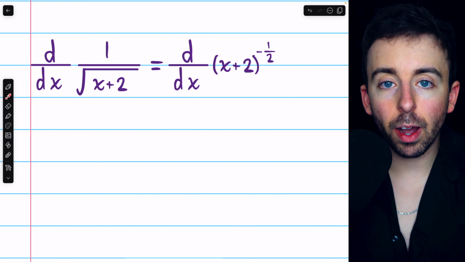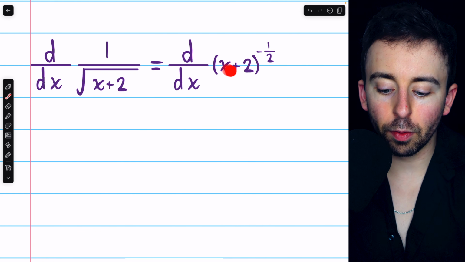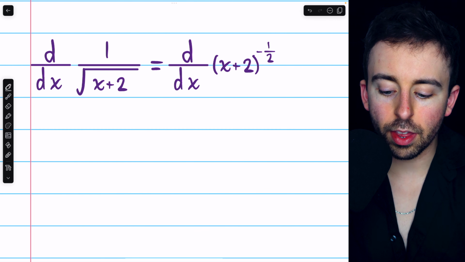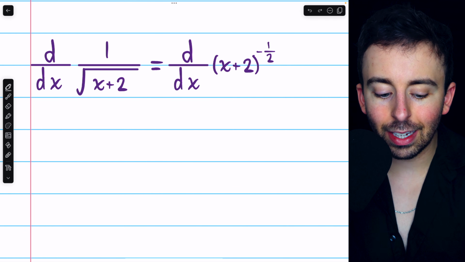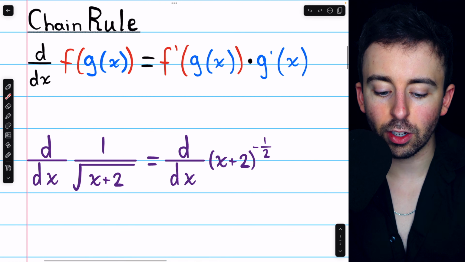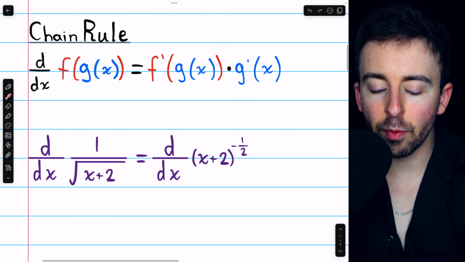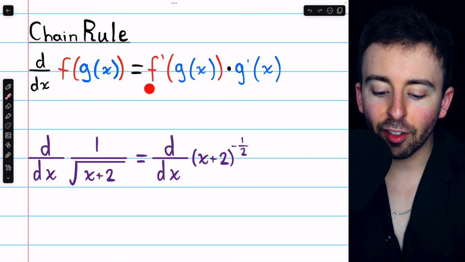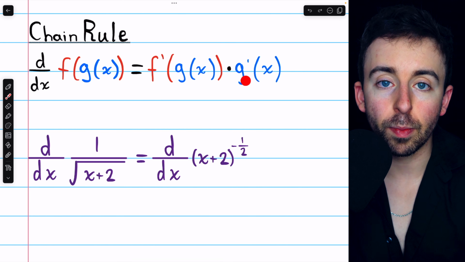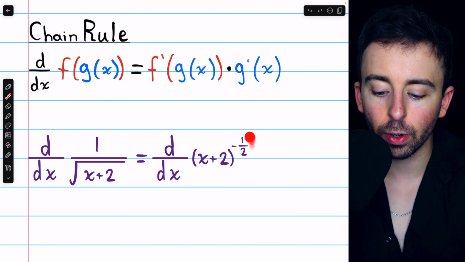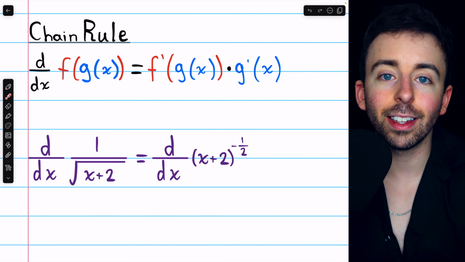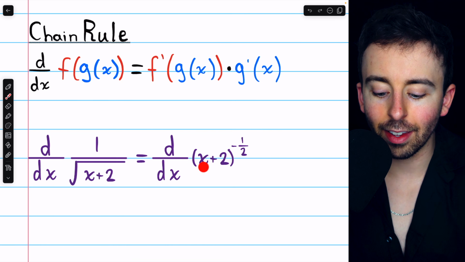Now, this is a composite function. It's the linear function x plus 2 to this power. So it's a function in a function. So to take its derivative, we want to use the chain rule, which tells us the derivative of f of g is f prime of g times g prime. f is the outside function, which in this case is that power of -1/2. And g is the inside function, in this case x plus 2.